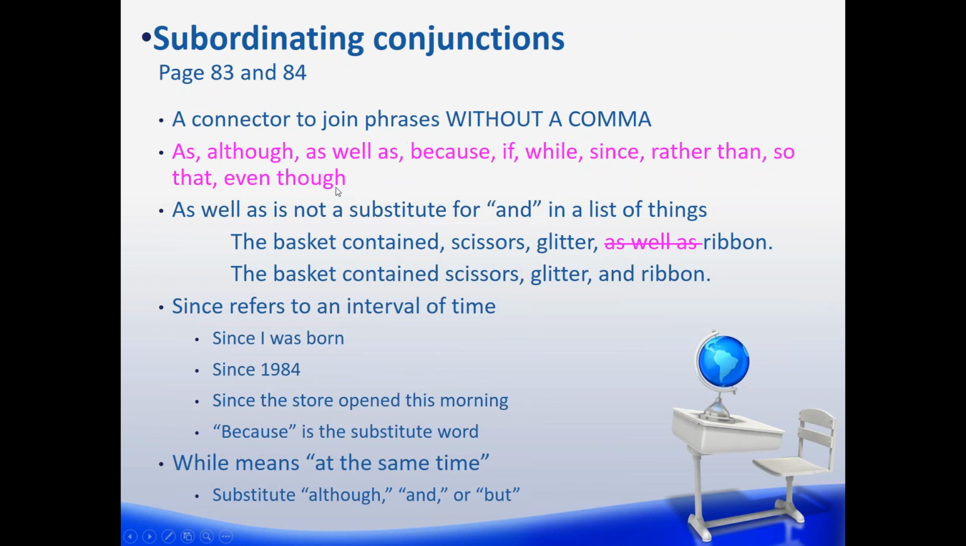Okay, subordinating conjunctions, I alluded to those a little earlier. They are connectors that do not use commas. They cannot be used with a comma in the middle of the sentence. And I just want to point out that as well as cannot be used as a substitute for and in a list of things. If you have a list of things, you need to use and. Since refers to an interval of time, like since I was born or since 1984. The substitute word is because. And while means at the same time, so the substitute words are although, and, or but. So that's on page 83 and 84 in the book.